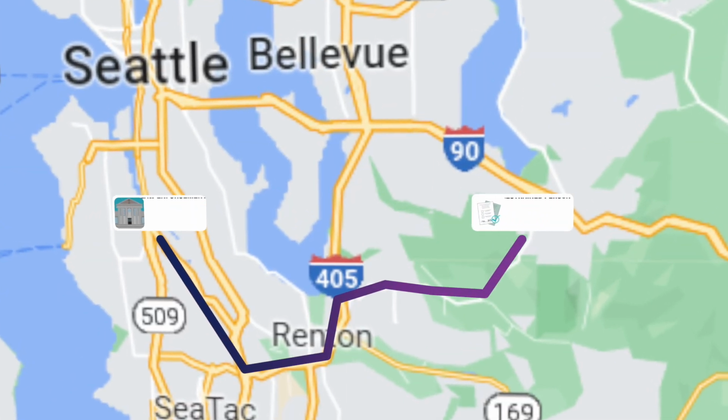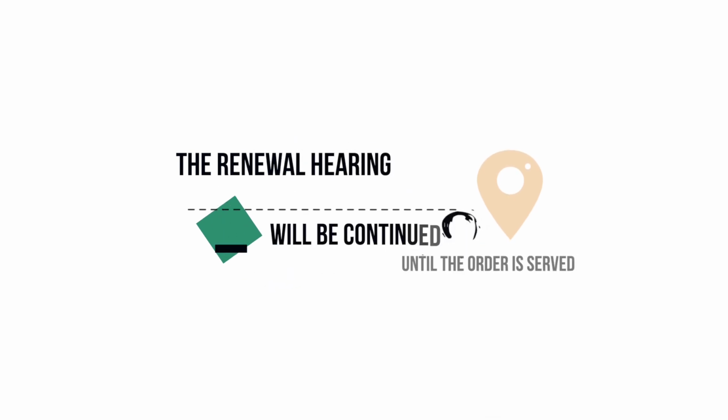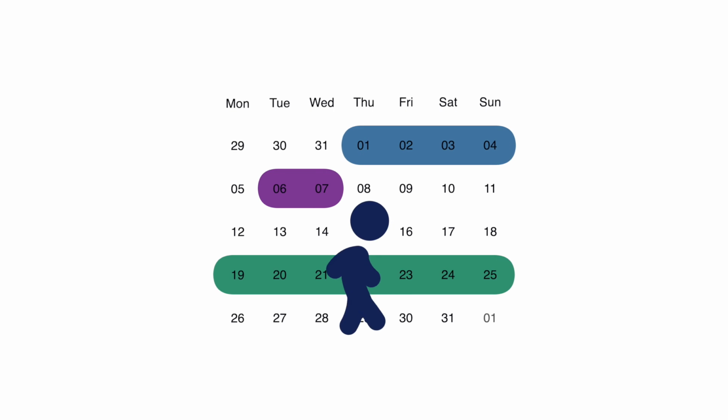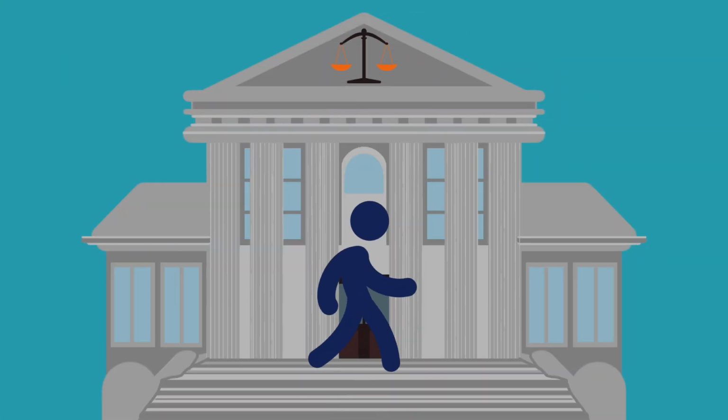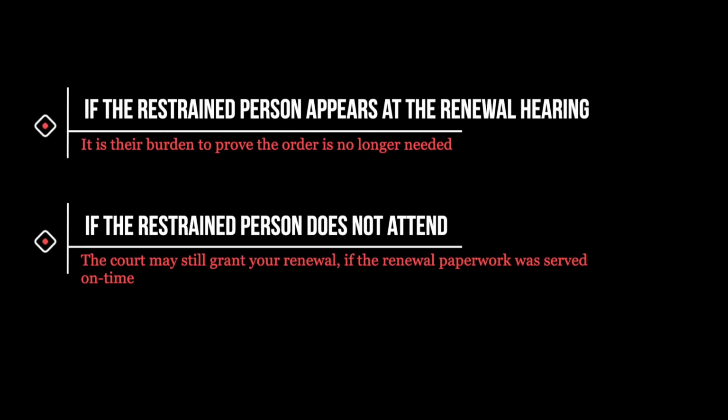At the return hearing, if the restrained person has not been served, the court won't be able to proceed with granting or denying the renewal. The case will be continued and the order reissued until service has been completed on time for the return hearing. If service was completed on time and the restrained person appears, it is their burden to prove the protection order is no longer needed, should they disagree with the renewal. If the order was served on time and the restrained person does not appear, the court may still grant your renewal.